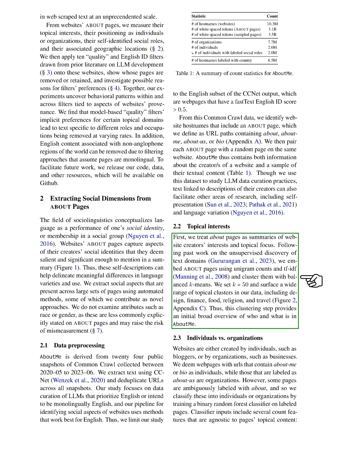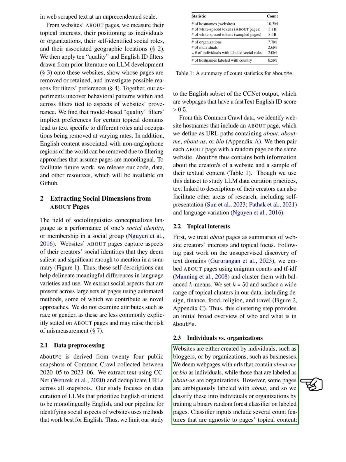Section 2.3: Individuals versus Organizations. Websites are typically created by either individuals, like bloggers, or organizations, such as businesses. We categorize web pages as being created by individuals if their URLs contain terms like About Me or Bio, while those labeled About Us are considered to be created by organizations. However, some pages are ambiguously labeled with About, so we use a binary random forest classifier to categorize these as either individuals or organizations.